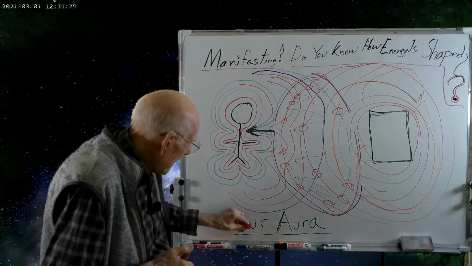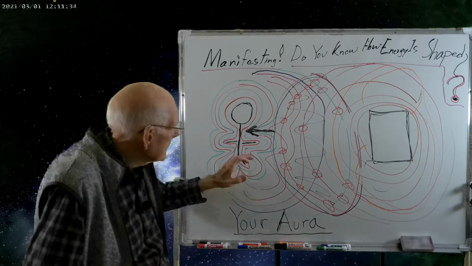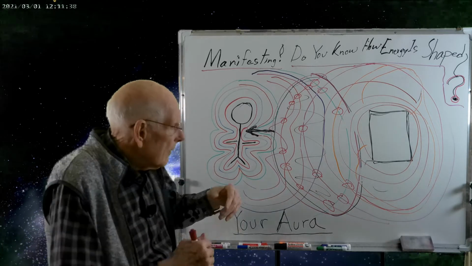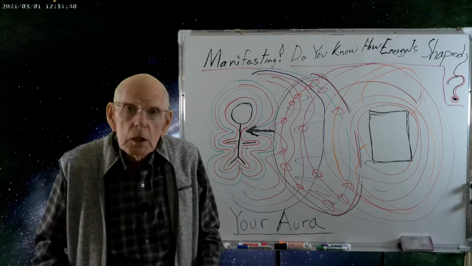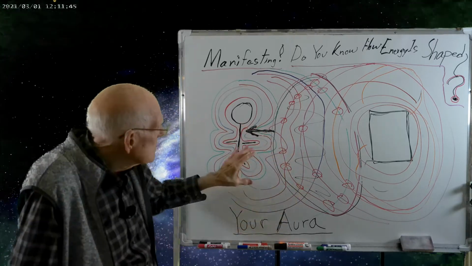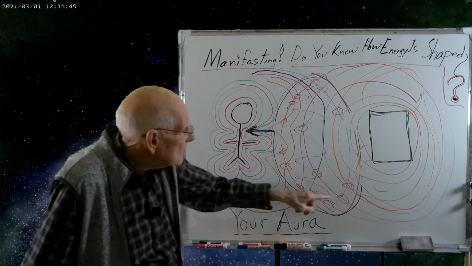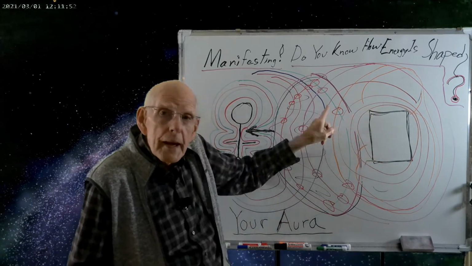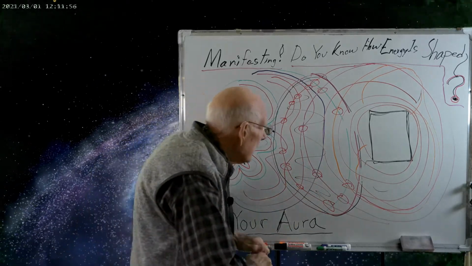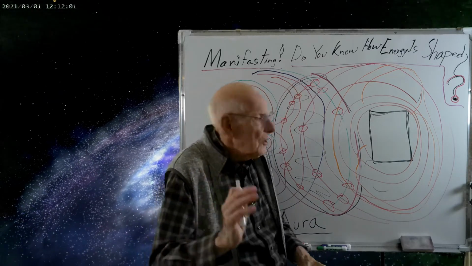Say, oh, I'm going to manifest. I'm going to have an affirmation. I'm going to have visualization. I'm going to have a vision board. I'm going to do all kinds of stuff. But this is your aura. This is the radiated aura of what you want. Now I've done this before, so it should start to look kind of familiar.